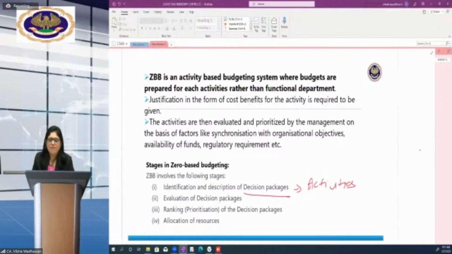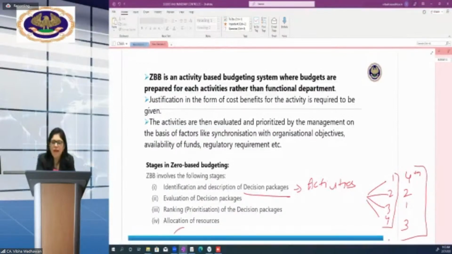Clear? Evaluation of decision packages. Let us say we have a lot of activities for which we have to make the budget: activity 1, 2, 3, 4. We will prioritize the activities, so okay, the fourth activity is the most important, then let us say second, then 1, then 3. We prioritize the activities and then we allocate the resources. We will allocate the resources first of all for the fourth activity.